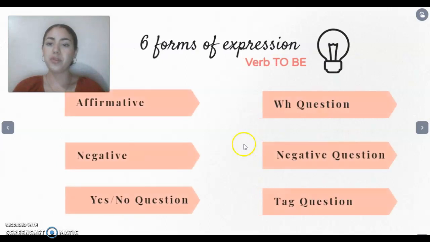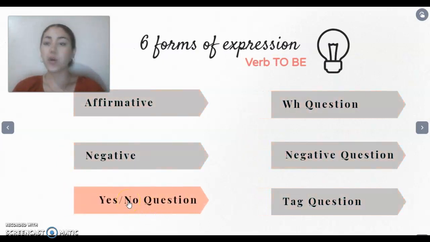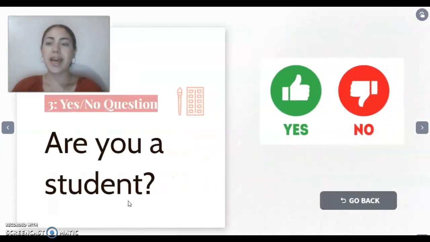With the third form, we have the yes or no question. As the name says, when we use this form, we only want to know an answer, yes or no, and that's it, no more information.